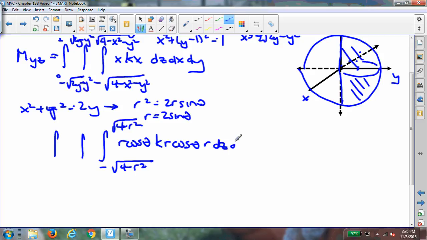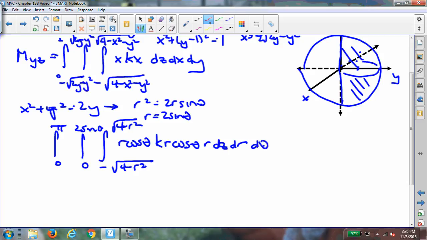dr would be bound by the cylinder, so that would be from 0 to 2 sine theta. And then d theta, remember, since this is a circle not centered at the origin, the period is from 0 to pi. So that was a quick segue.